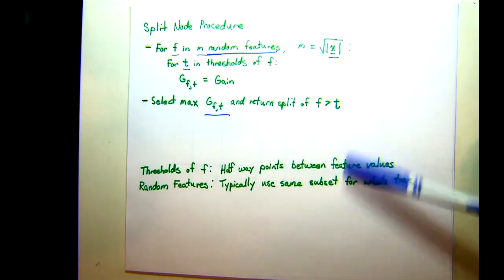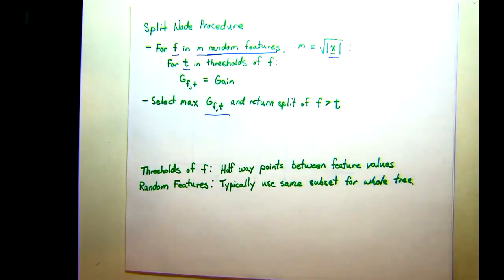So these two little comments down below, that's just talking about the thresholds, how we got those, and the random features, which is the m random features that we're considering when building our tree. All right, any questions on that? That's sort of our node building procedure. And that's really how we build a tree.